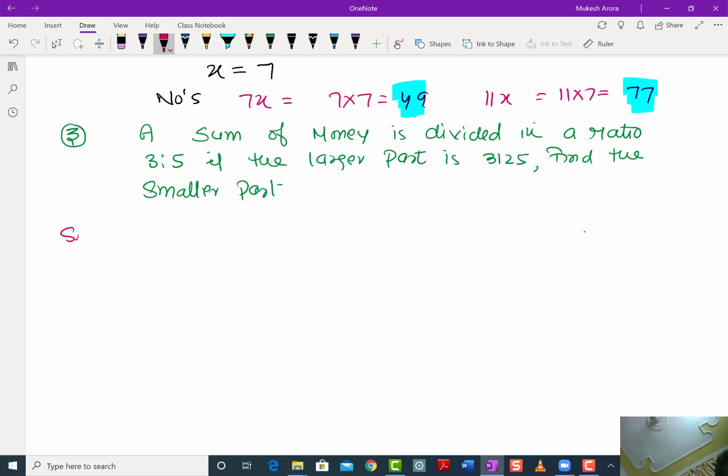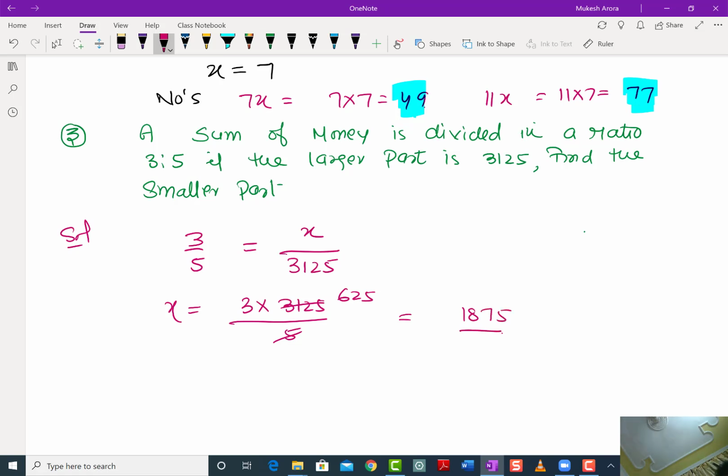So now first let's understand: the sum of money is to be divided in 3 ratio 5. Here the larger is 5. So larger part is 3 to 5. Find the smaller. x is equal to 3 into 3125 divided by 5. This will be 625, 1875.